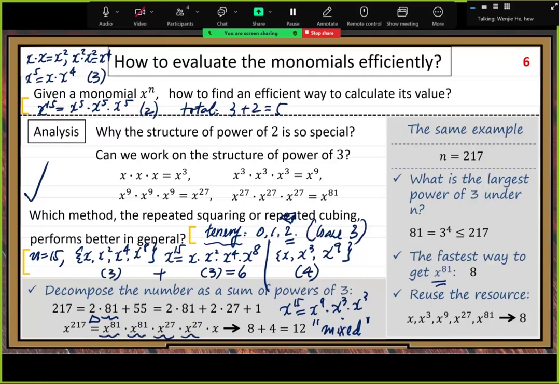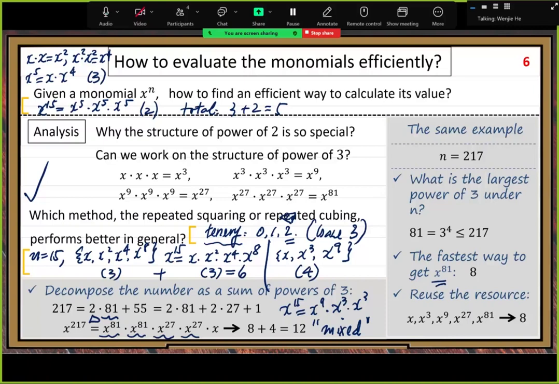If you want a more specific answer: when n is a power of 2, then repeated squaring does better. When n is a power of 3, then repeated cubing does better. When n is not a power of 2 and not a power of 3, then sometimes this is better, sometimes that is better. The situation could be very complicated, with no quick answer.